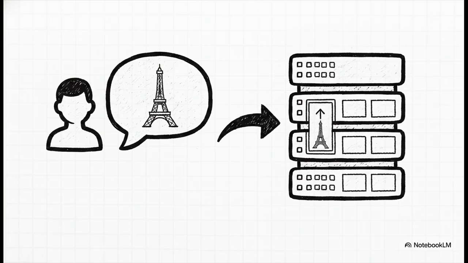The user makes their choice, Paris. Now, this seems simple, right? But this is a huge step. Behind the scenes, the protocol is now storing this preference. It's building a memory or a context just for this one conversation.